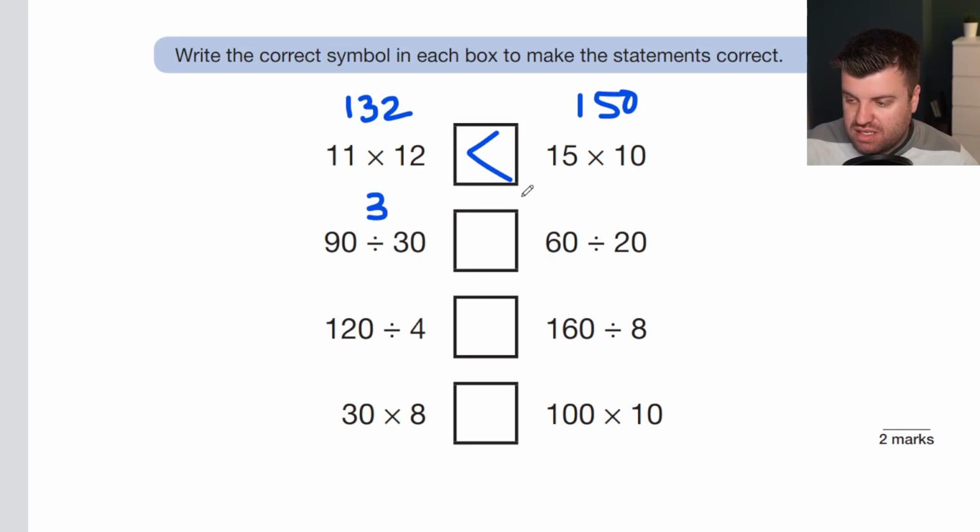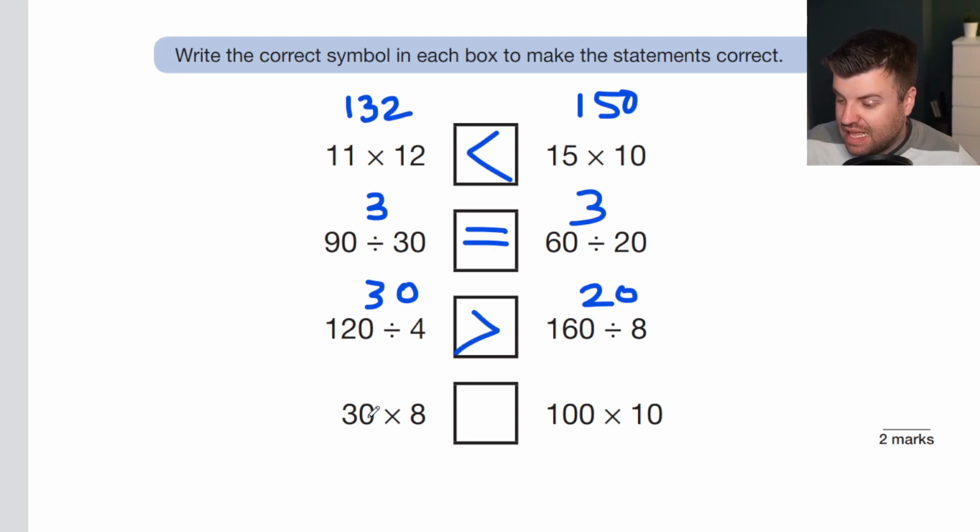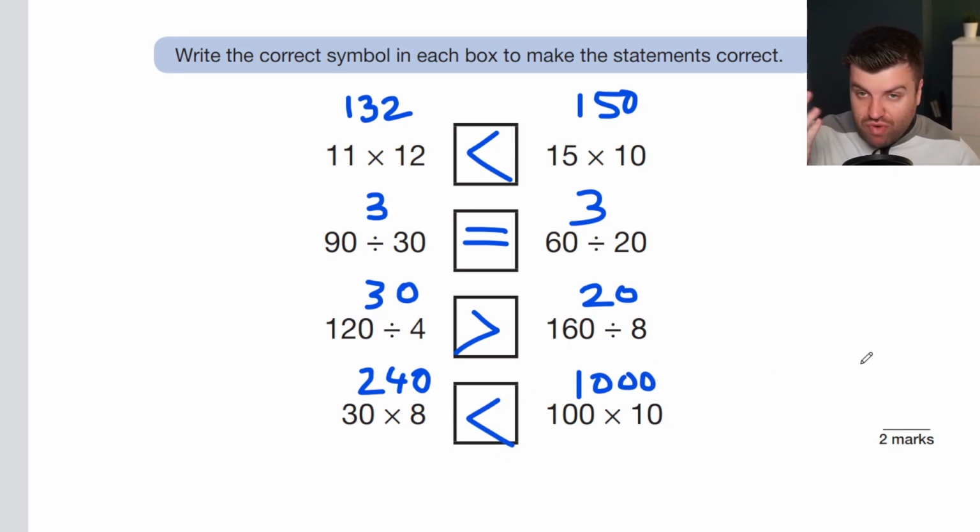90 divided by 30 is 3. 60 divided by 20 is 3. They are equal. 120 divided by 4 is 30. 160 divided by 8 is 20. 30 is larger than 20. 30 multiplied by 8 is going to give us 240. 100 times 10, that's huge. It's obviously 1,000, so clearly that is much bigger. So that's how we answer this question. Just write it down. Look how much writing down I'm doing. I'm a maths teacher. Okay, I can do this in my head, but I just write it down to make sure I get this correct.